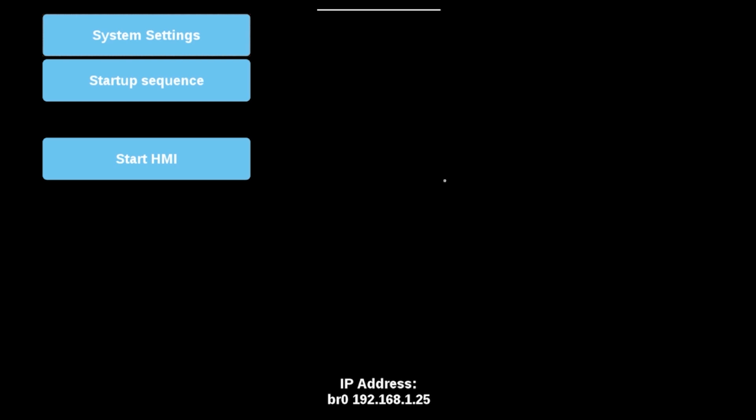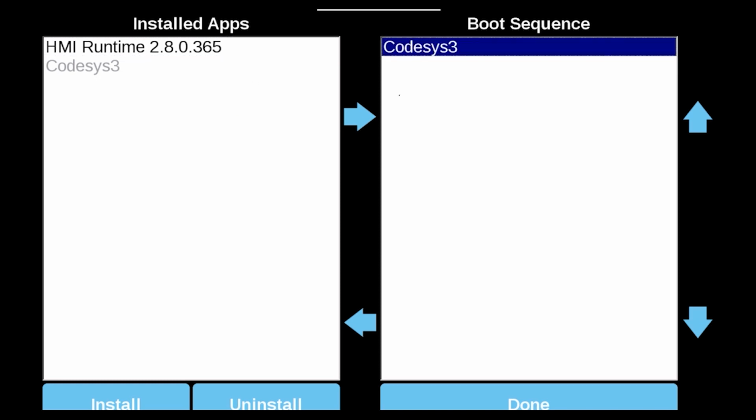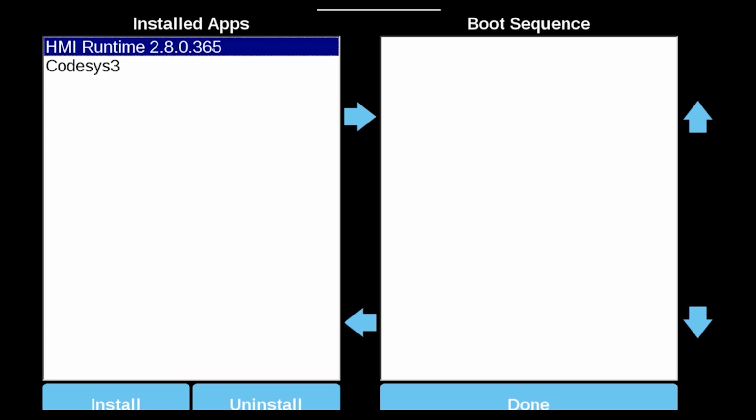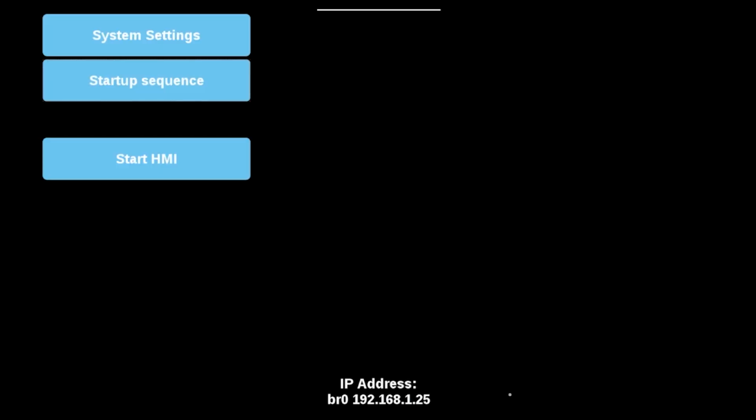In the system settings on the HMI, press Startup Sequence. There, the CodeSys runtime is currently still activated under Boot Sequence. Select the CodeSys runtime and press the arrow key to move it to the Installed Apps area. Then, select the TX VisuPro runtime and press the arrow key to move it to the Boot Sequence area. Press the Done button to complete the activation, and then click on Start HMI. This will automatically load the active project from the TX VisuPro software.